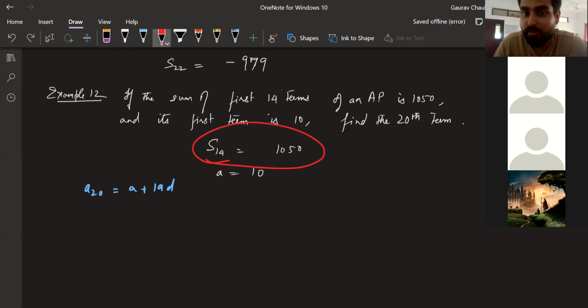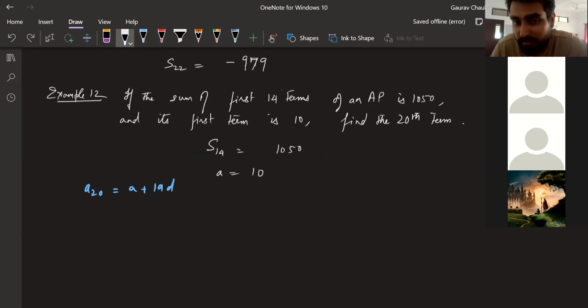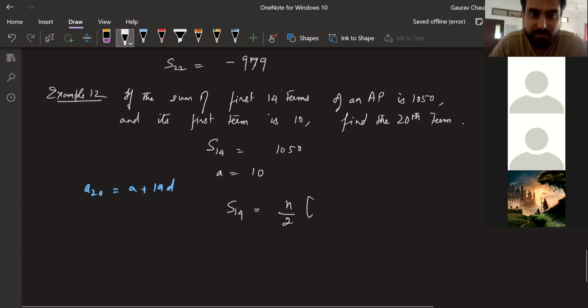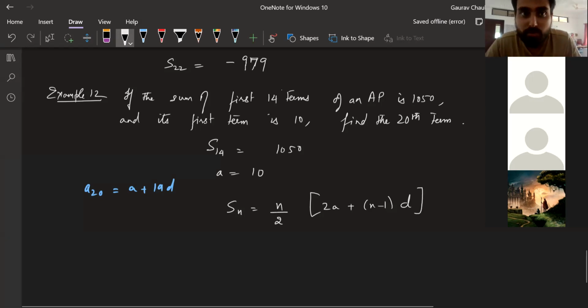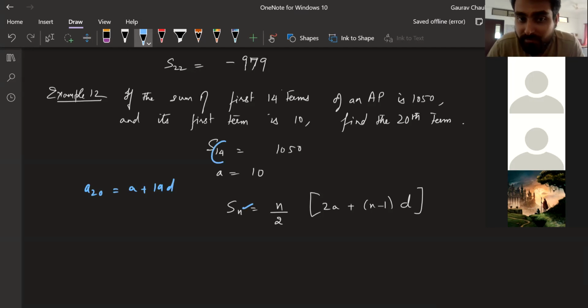I have S14, which means S14 is also equal to what, Bindu? Can I write it as n by 2 into, basically let's write Sn is equal to n by 2 into 2a plus n minus 1 d. Now in this formula, you know what n is. Suppose I'm taking the 14th situation first. There n is 14. You know that. A also you know, 10 it is given. Only D will remain. You can solve this.